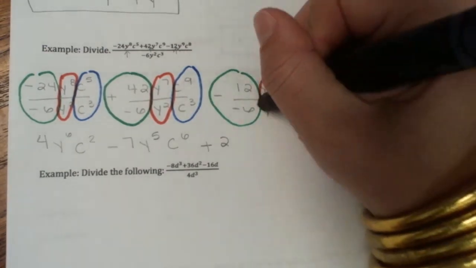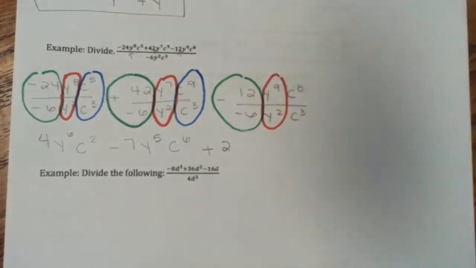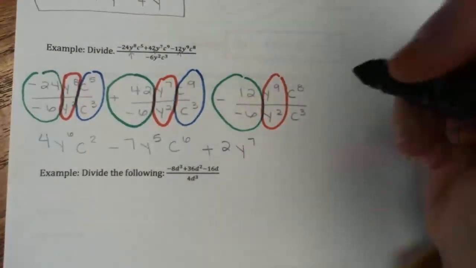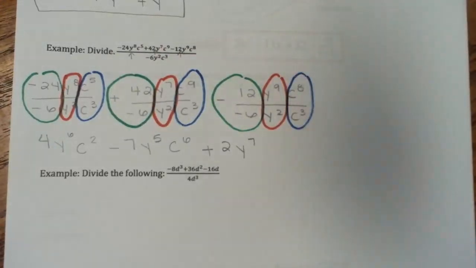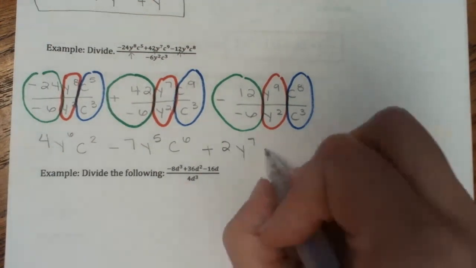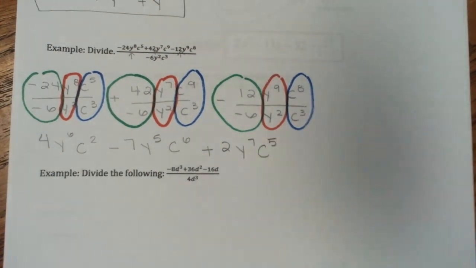y to the 9th divided by y squared. 9 minus 2 would give us 7, so y to the 7th. And then last but not least, c to the 8th divided by c cubed. 8 minus 3 would give us c to the 5th.